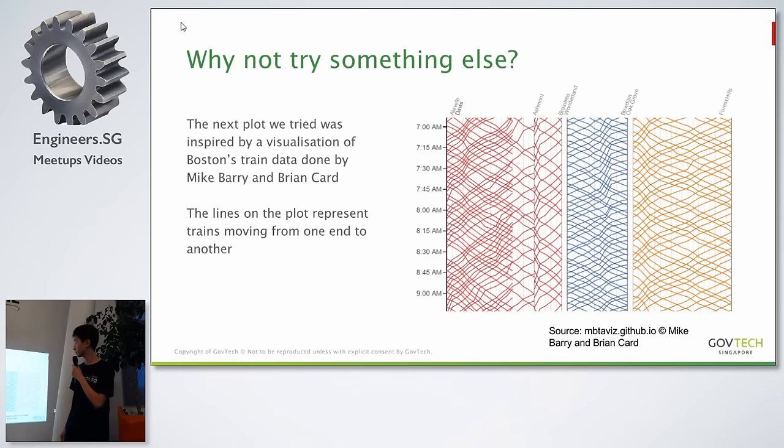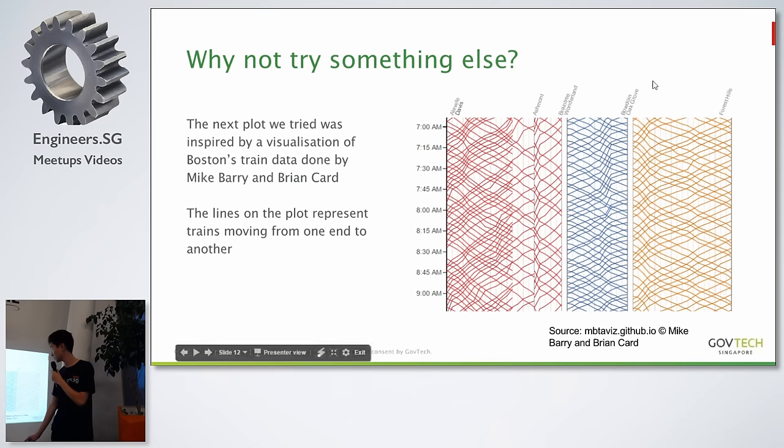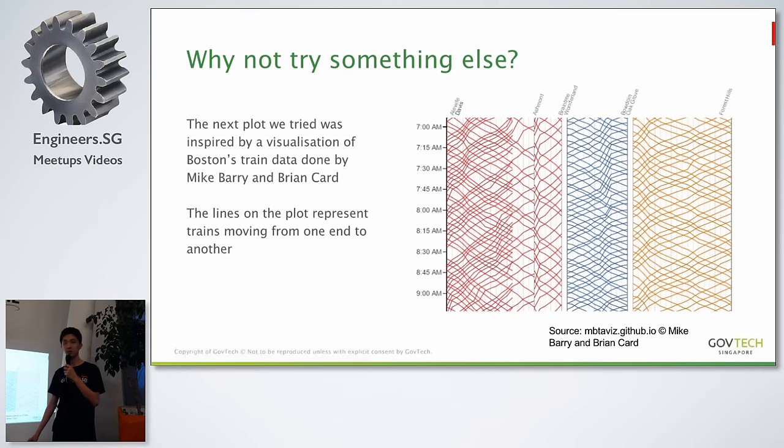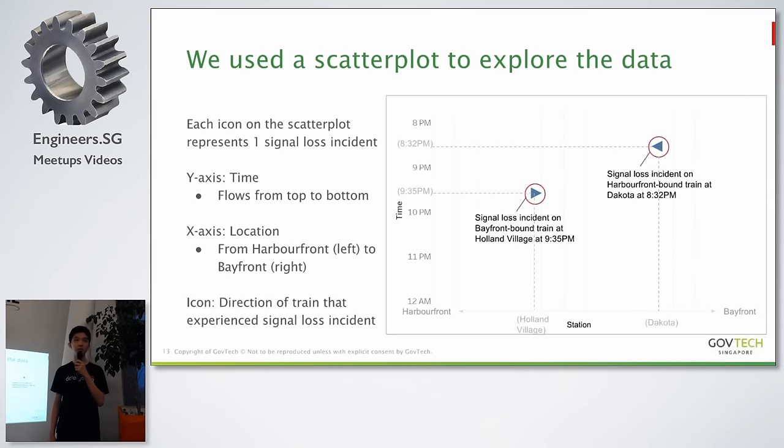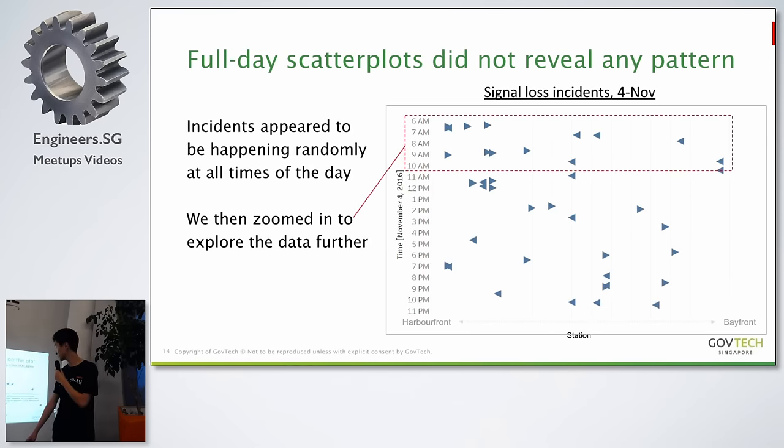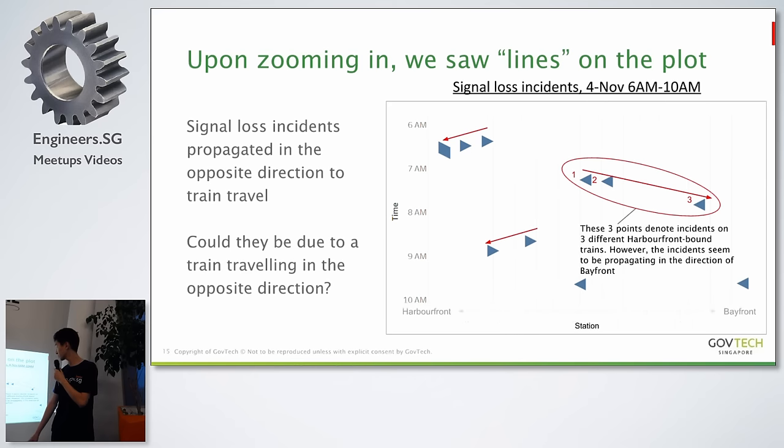Our team was familiar with the use of this. It's called a Marey chart, which has time on one axis, and the location, the train station, on the other axis. And therefore, our team naturally decided to plot the incidents on a scatter plot. Every incident appears as a marker on this scatter plot. Once you have plotted enough markers, if you zoom out too much, you can't see anything. If you zoom in enough, you can see that the markers form straight lines.